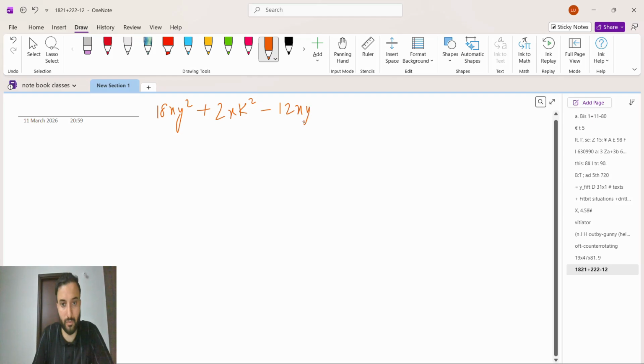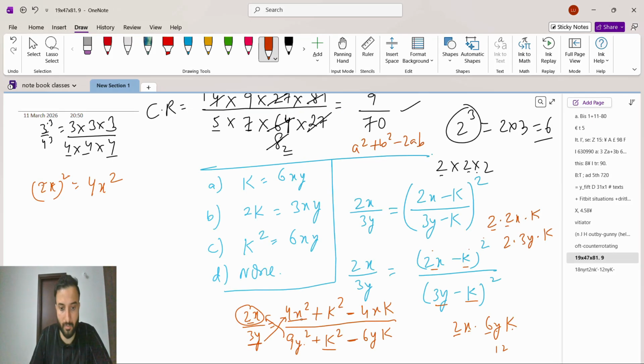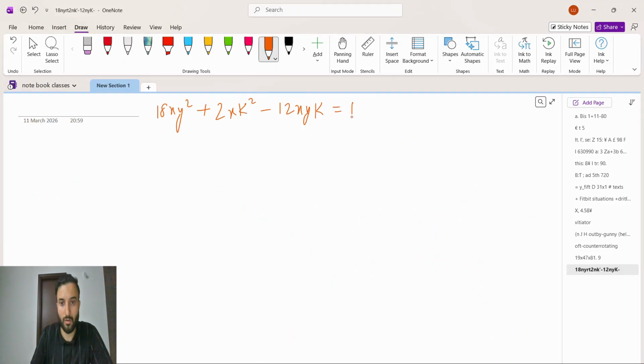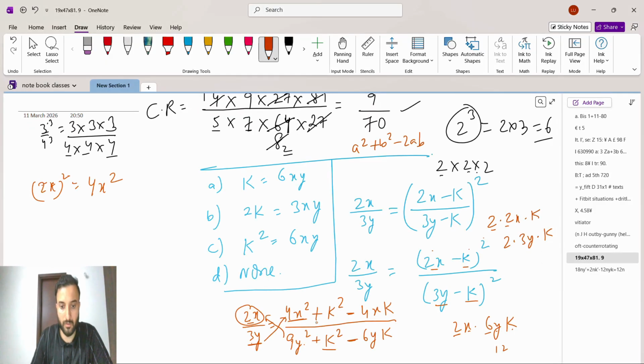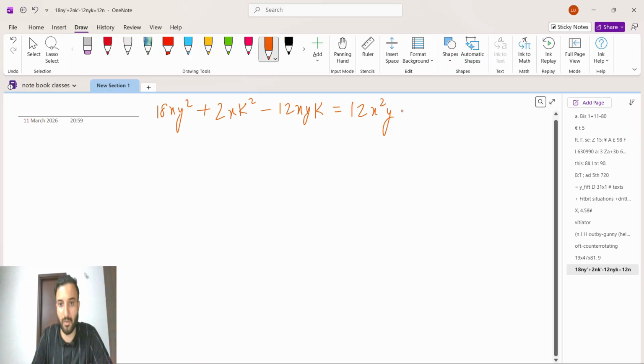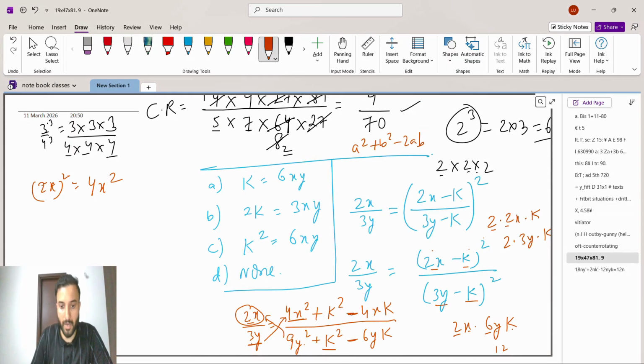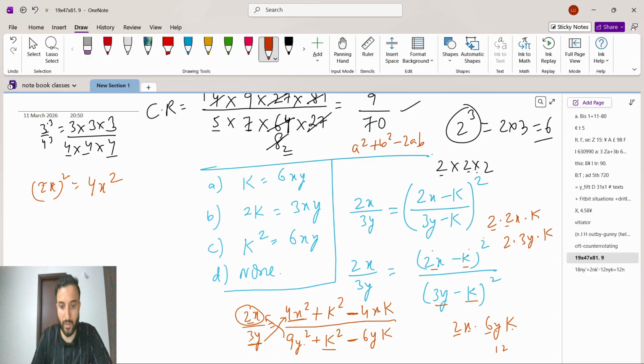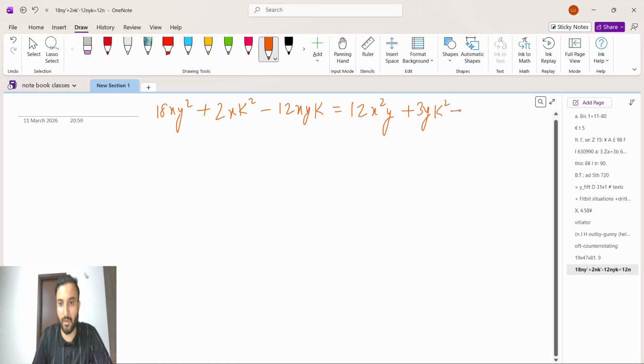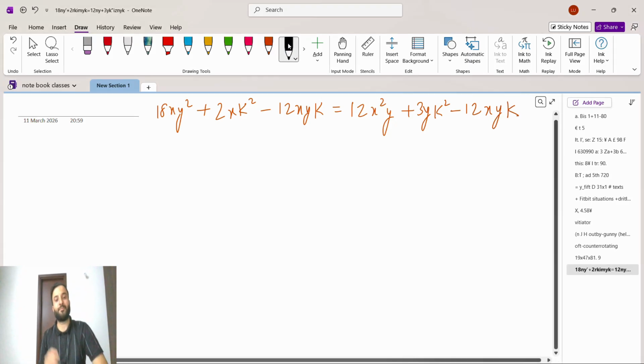Minus 12xyk equals, now 3y will multiply with this. So 3 times 4 is 12 x square y. Then 3y into k square remains the same, plus 3yk square. Then minus 3 times 4 is 12xyk, so minus 12xyk.